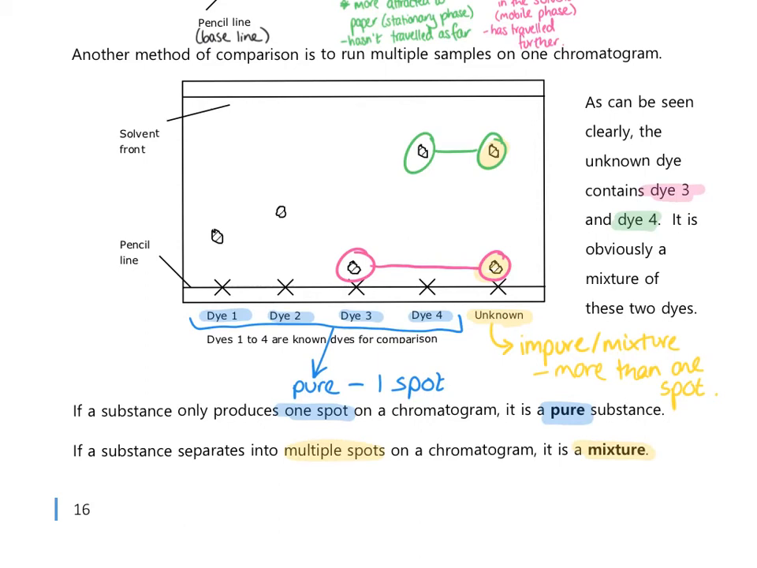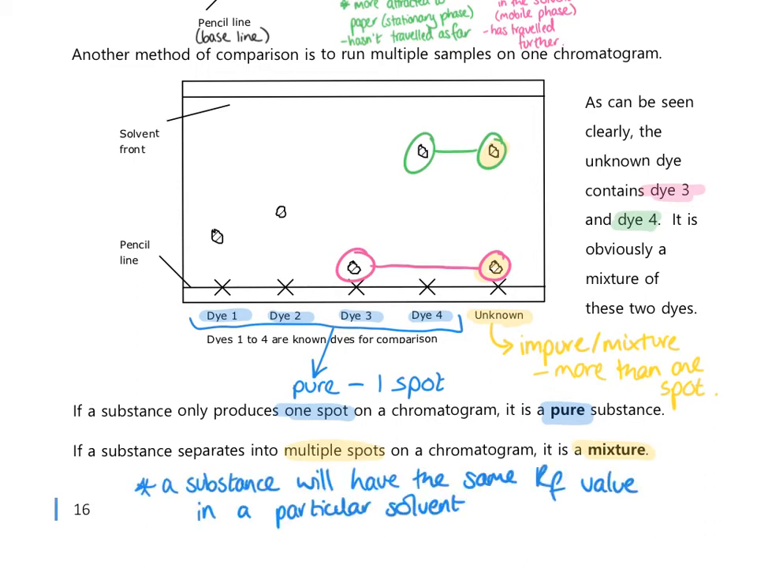So you can see that it contains dye 3 and dye 4 by comparing the spots. And if you want to be totally accurate, you could calculate the RF values of each and see which match up. But again, just by looking at the chromatogram, you can see that it contains dye 3 and 4 because it has matching spots, and that's all based on the principle that a certain substance will have the same RF value in a given solvent.